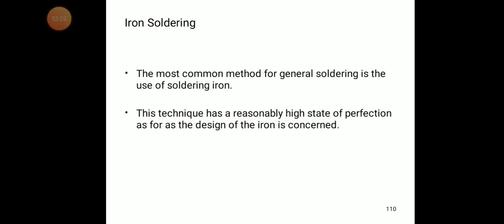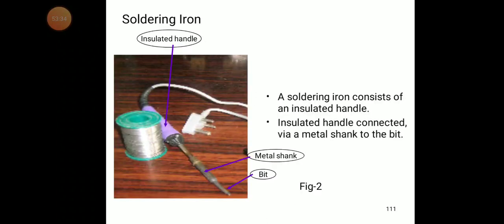Iron soldering is one of the soldering methods we generally use. The most common method for general soldering is the use of the soldering iron. This technique has a reasonably high state of perfection as far as the design of the iron is concerned. Iron soldering is also known as hand soldering. You can see the soldering iron, the insulating handle, the metal shank and the bit.